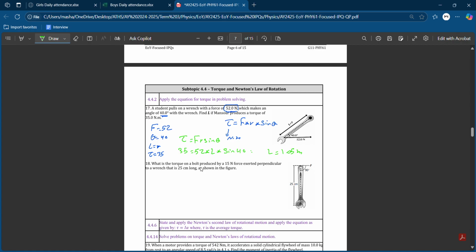What is the torque for question 18? What is the torque on a bolt produced by a 15 Newton force? He gave me F equals 15, exerted perpendicular to the wrench, meaning theta equals 90. The wrench is 25 centimeters long. Again, here we need to change it, divide by 100. So it is 0.25, as shown in the figure.